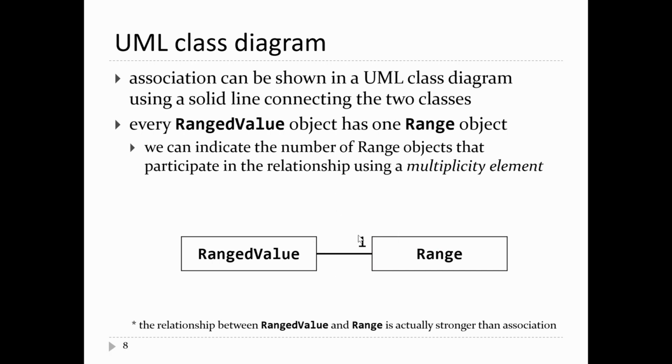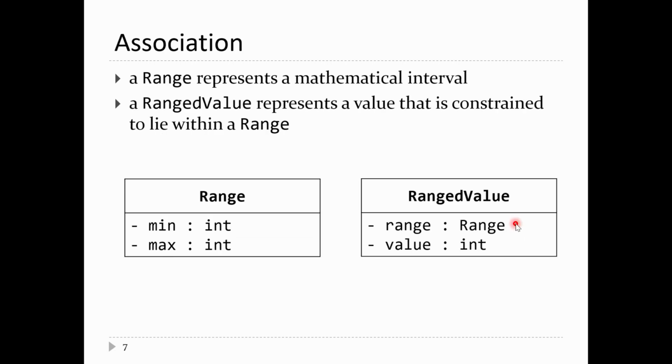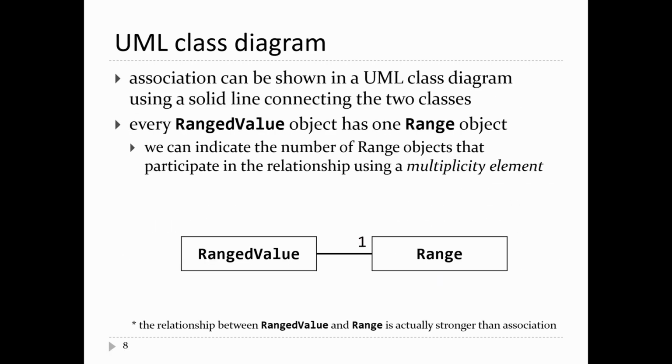In these UML class diagrams, you can put what's called a multiplicity element. So the 1 here means that RangedValue has an association with one Range. There's only one Range object here. So you can put a 1 here if you like. The 1's optional. If you see it in the diagram, though, it's indicating how many Range objects a RangedValue has. It's got one Range.